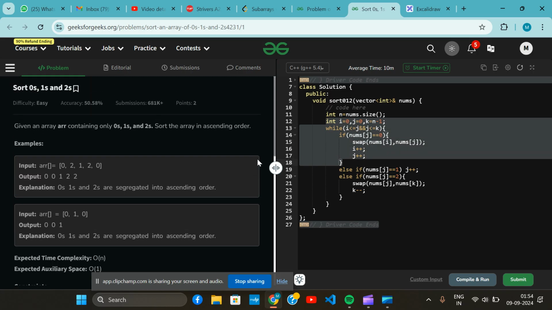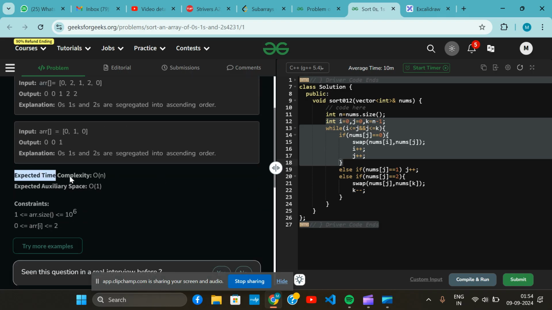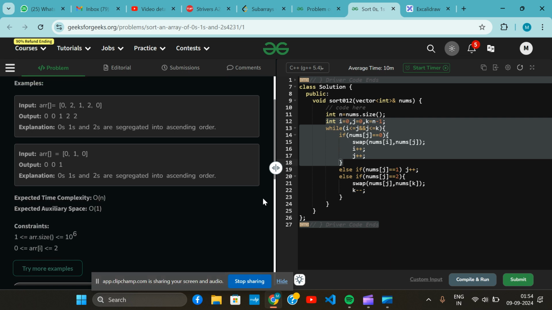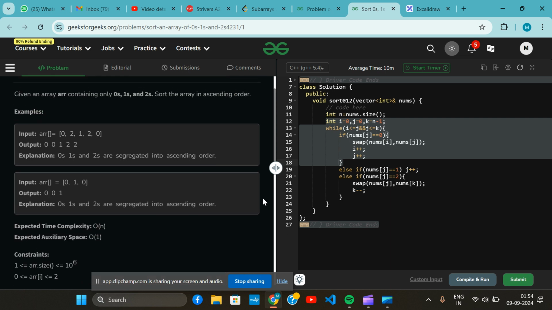Okay, so in this question, the approach is more important than just getting the solution accepted and being happy. The approach is good, in constant space.